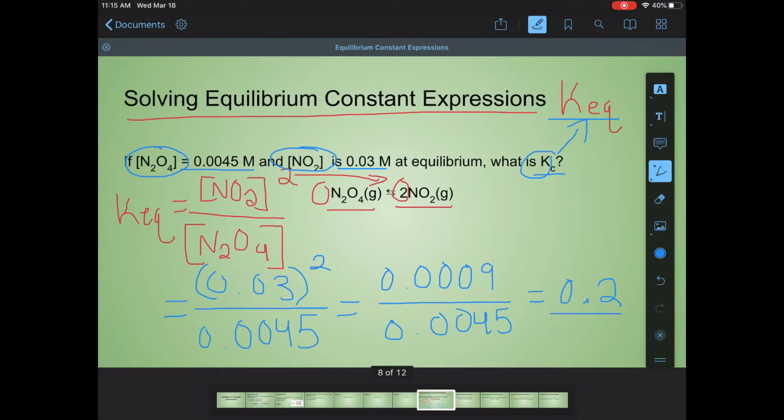There's no units on this. That's it. That's the end. That's the answer right there, 0.2. And that's it. That's all that there is to this. So I'm going to do another example here for you guys.